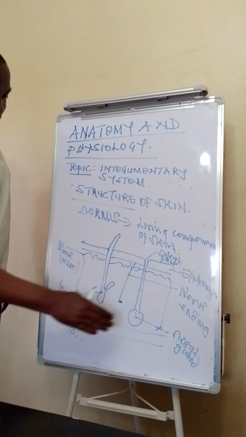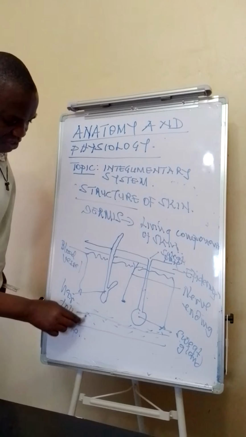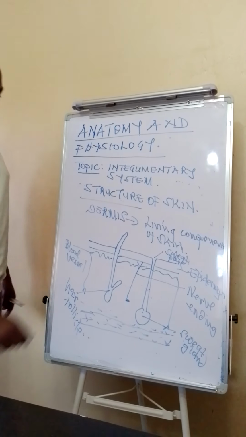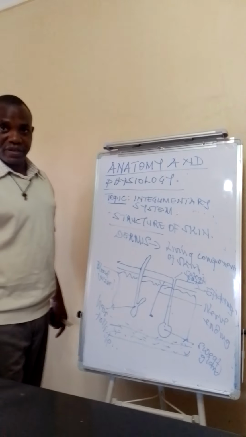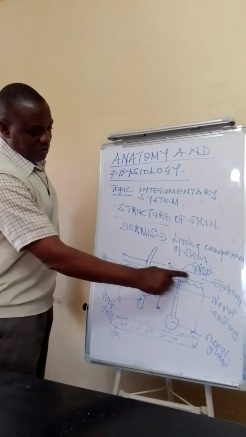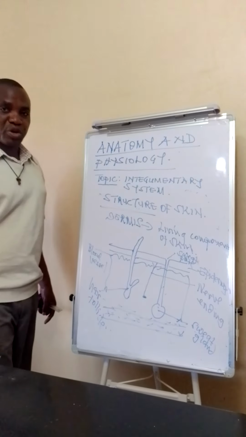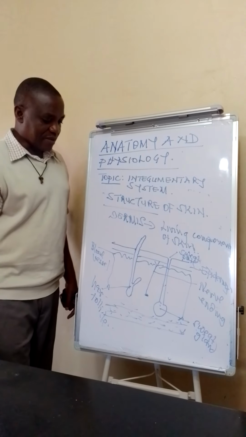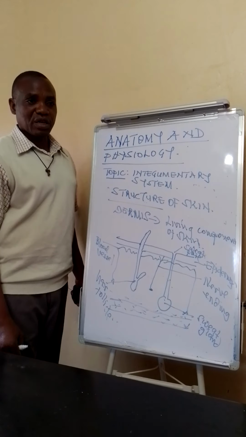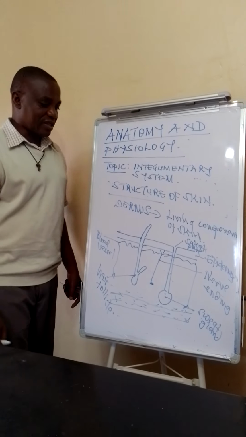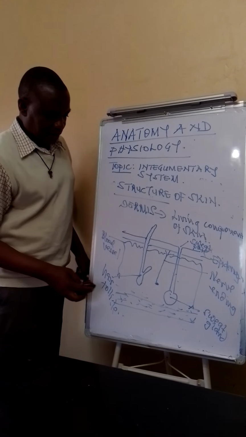There are even some more other structures. Here you have mostly adipose tissue this side. Okay, so that is the structure of the dermis. So the skin is made up of the epidermis and the dermis. So you should be able to draw the structure of the skin and label its component parts, and be able to do the next objective, that is to look at the functions of the skin.